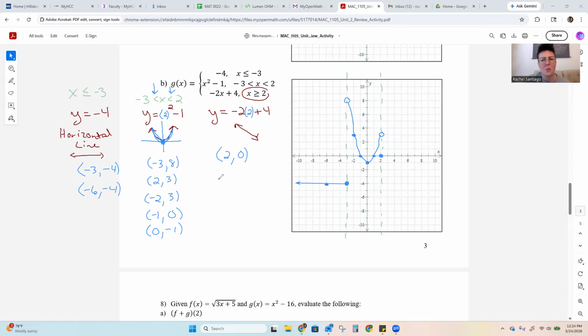Anyways, let's pick one more point. We need an x coordinate that's greater than 2. It could be anything you want. I'm actually going to go with 6 again because why not? Before I used -6, now I'm going to use +6. So we have -2 times +6. That's going to be -12 and then plus 4. -12 plus 4 is -8. So 6 comma -8, that's about here.